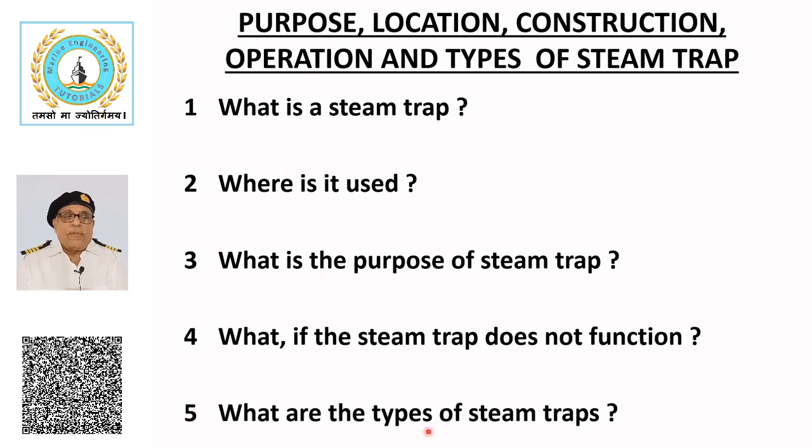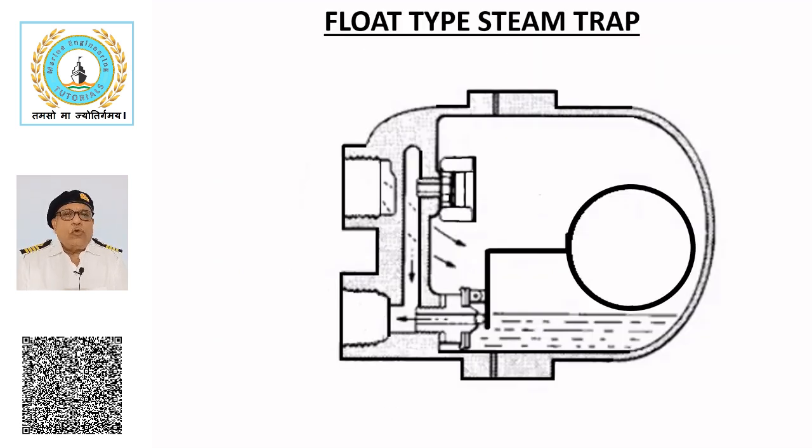What are the types of steam traps? Steam traps may be float type, thermostatic or thermodynamic types, which are discussed through the following slides. Float type steam trap. The sketch shows a float type steam trap which tends to discharge the condensate proportionally to the rate of incoming condensate.